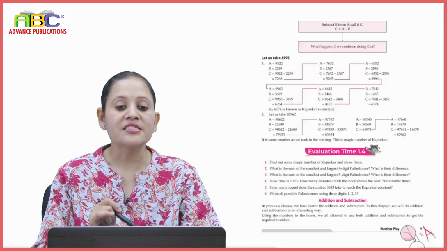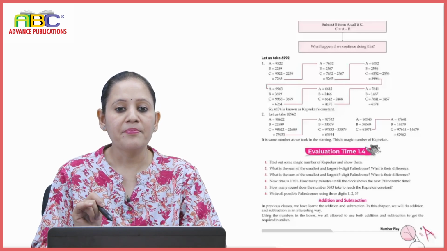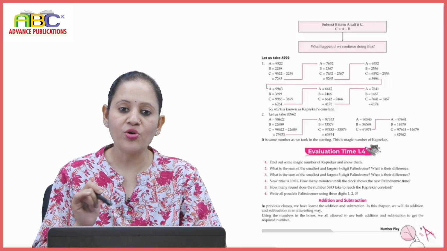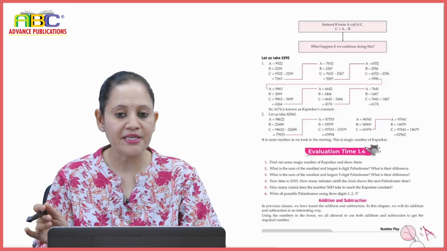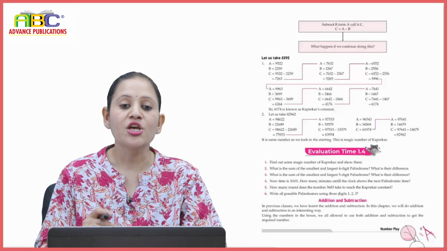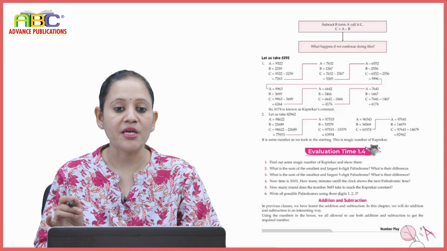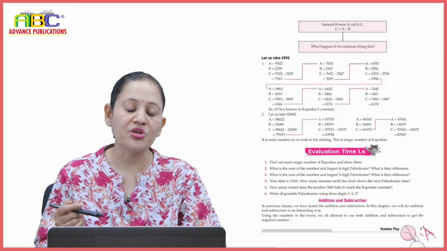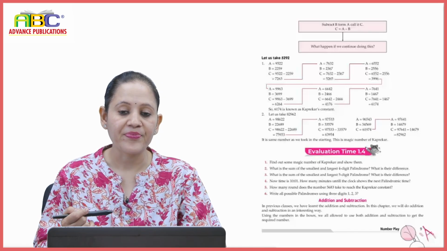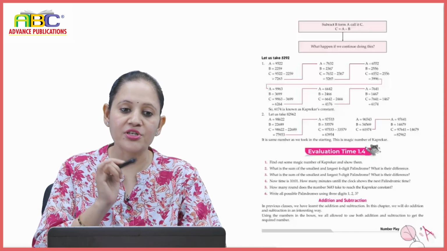Next, subtract B from A. आप B को A से subtract करेंगे, जो भी आपका result आया है, we are calling it C. So, C is equal to A minus B. What happens if we continue doing this? अगर हम ऐसे ही करते रहेंगे तो क्या होगा? We will get the original number.